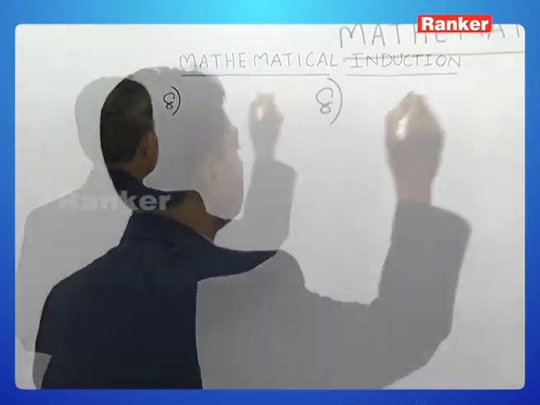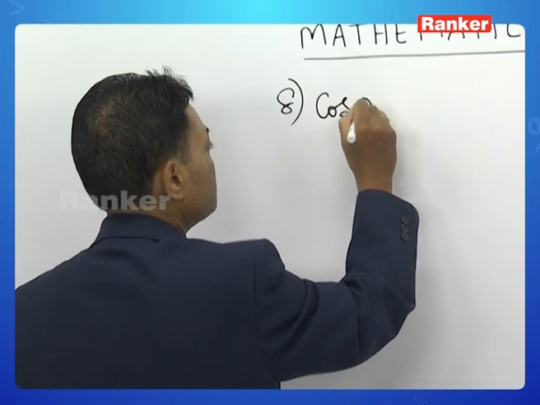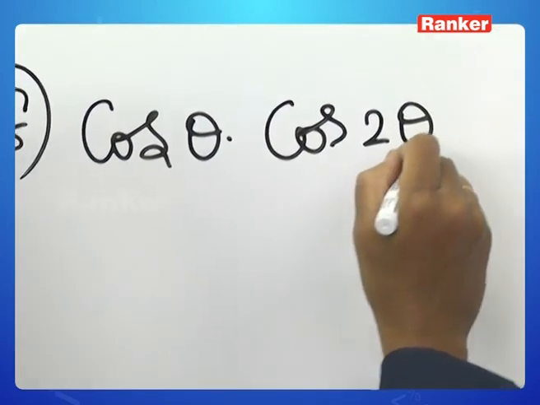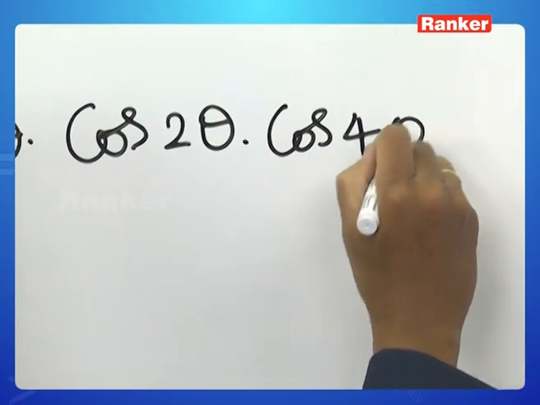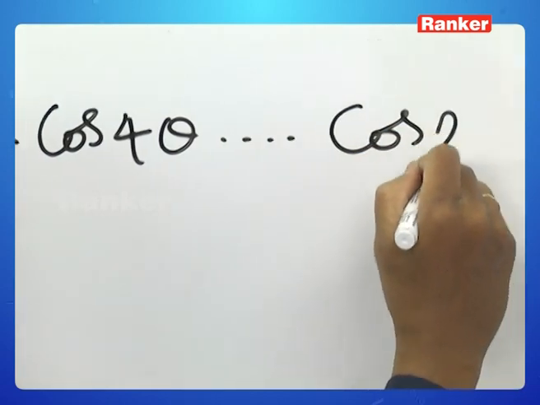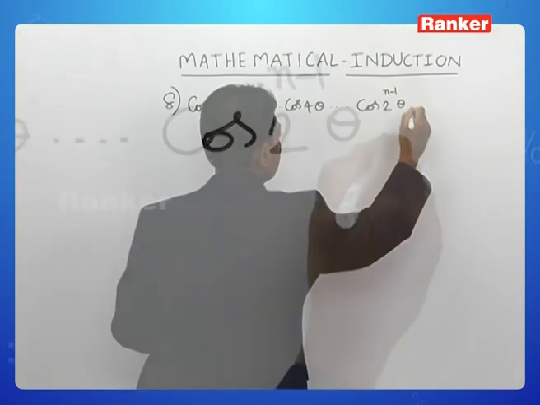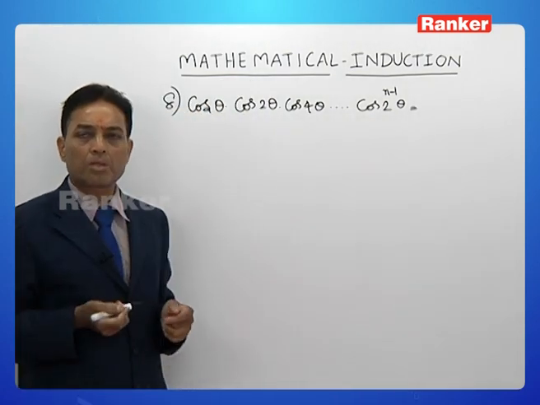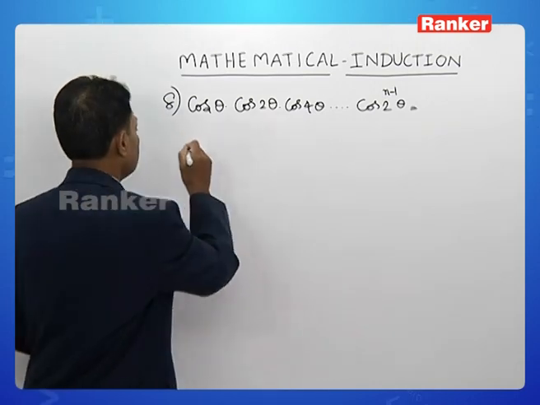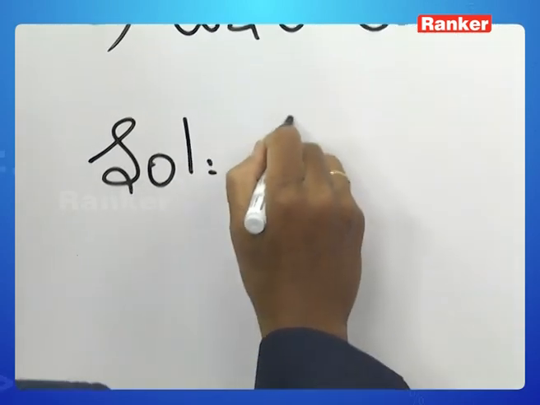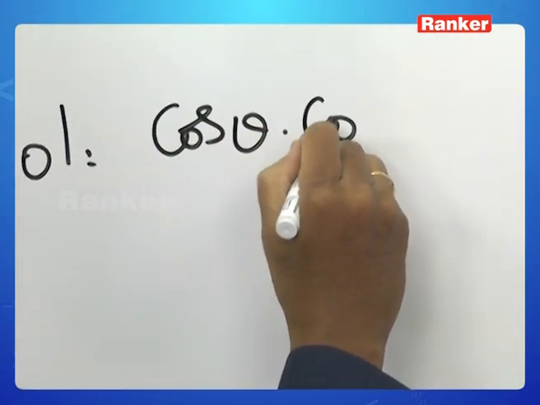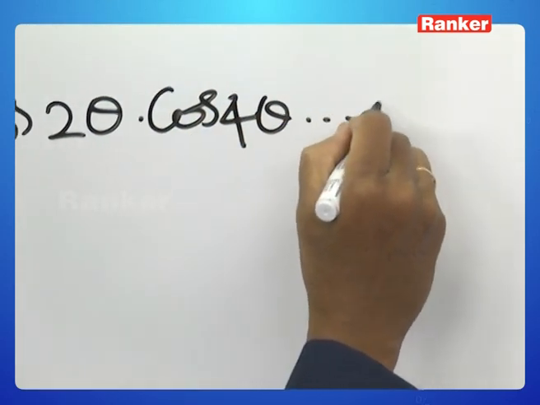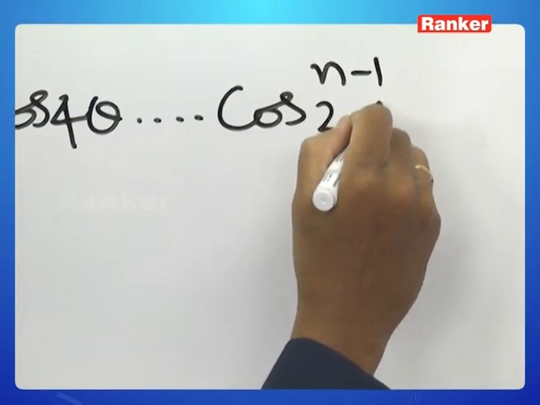Question number 8. Cos theta, cos 2 theta, cos 4 theta, if you go in the sequence, cos 2 to the power of n minus 1 theta. What is the total? As we said, this is trigonometry based, so a trigonometry formula should be applied to find the product. Let us see. Cos theta, cos 2 theta, cos 4 theta, and so on up to 2 power n minus 1.